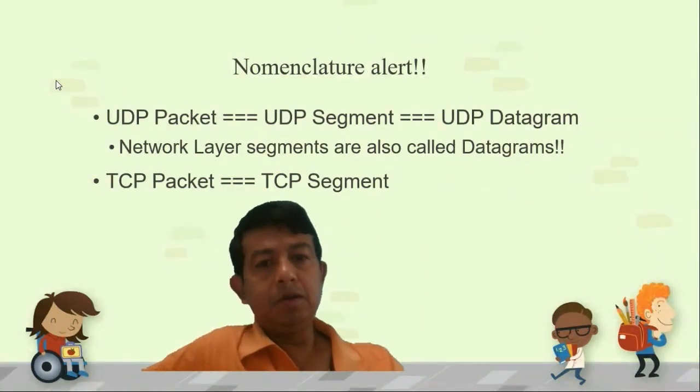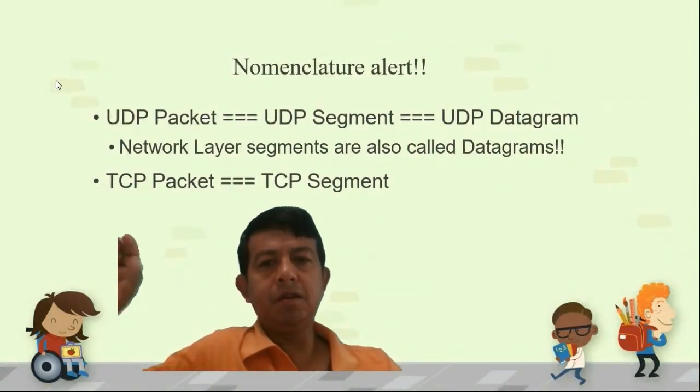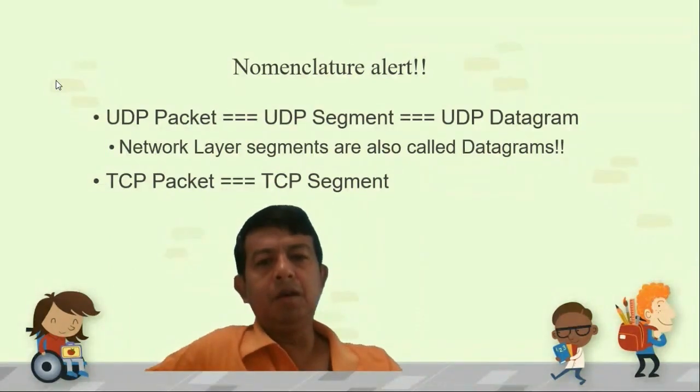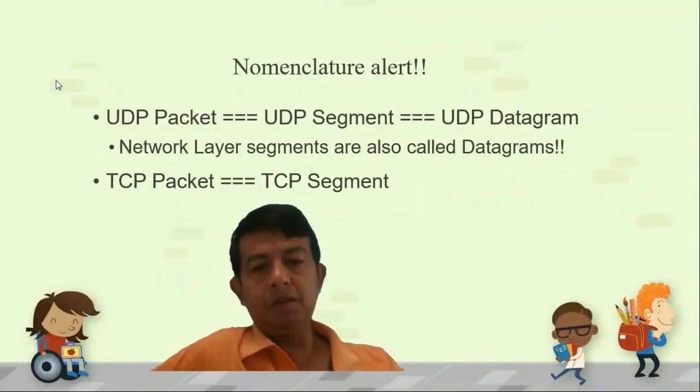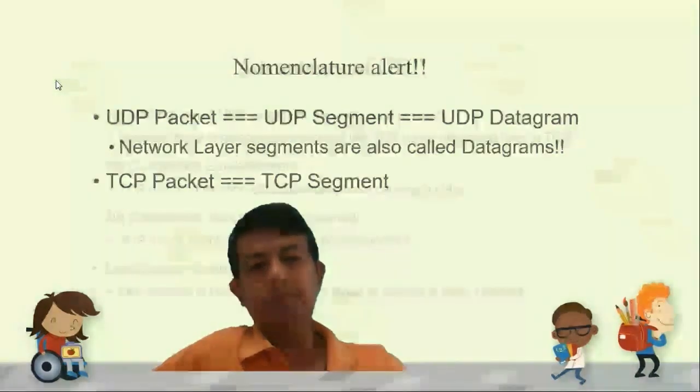Now, datagram, this particular word is also used in the network layer. So sometimes there might be some confusion, but don't worry about it. Always understand that a UDP packet, a UDP segment, and a UDP datagram are the same thing. To avoid any confusion, we'll generally use the word segment or packet. The same thing for TCP. The small segments of TCP are also known as either packets or segments. However, the word datagram is not used for TCP.